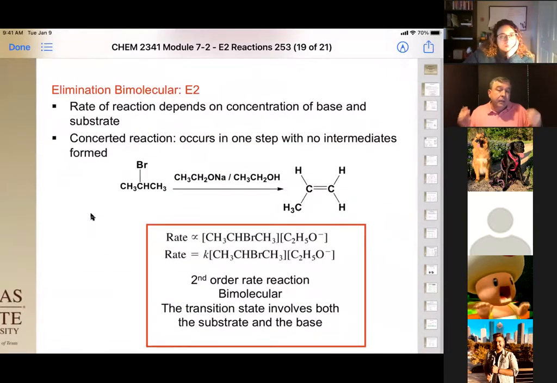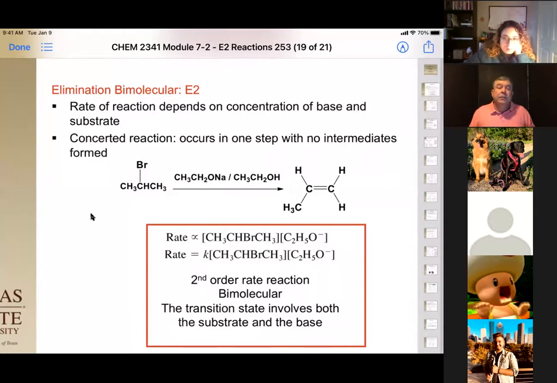E2, by the nature of the two there, means it's a bimolecular reaction, which means the concentration of the base and the concentration of the substrate are in the rate law, okay? So if you double the concentration of the base, keeping the substrate the same, the reaction rate will double. If you double the concentration of the alkyl halide and keep the base the same, you will double the rate of reaction. If you double both of them, you will quadruple the rate of reaction, just like with your SN2.